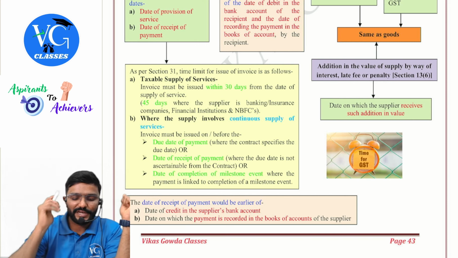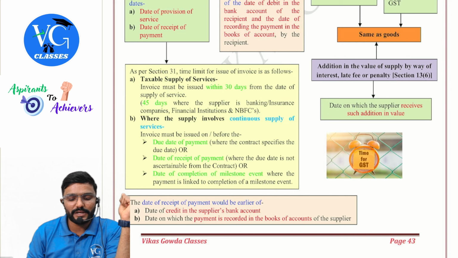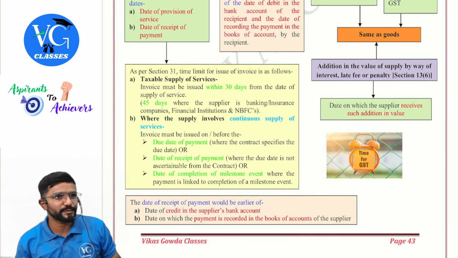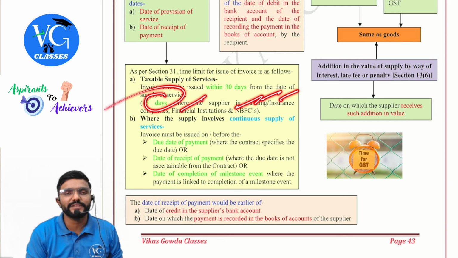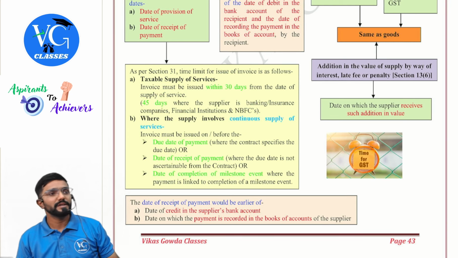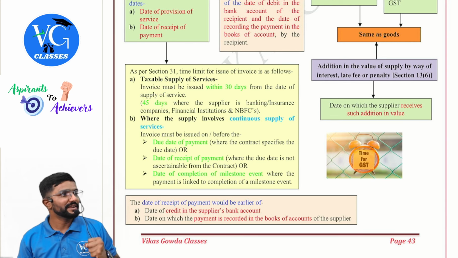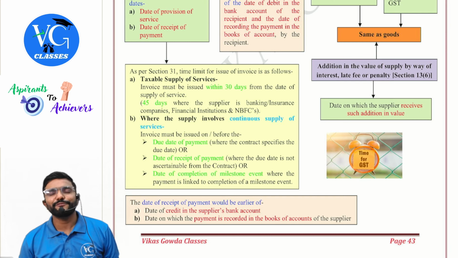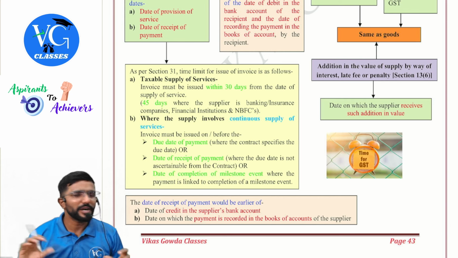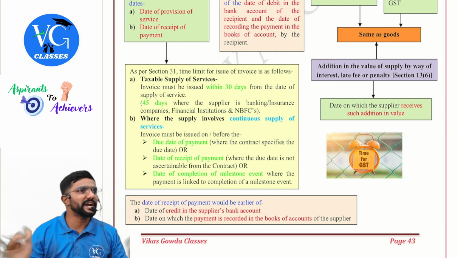As per section 31, the time limit for issue of invoice is as follows. That is with respect to service, guys. If it is a taxable supply of service, the invoice has to be issued within 30 days from the date of supply of service. But if the supplier is a banking company, insurance company, financial institution or NBFC, then instead of 30 days, it is 45 days. It is not 30 plus 45. Instead of 30, it is 45. And if by chance the question is silent about the supplier, go with 30 days. Go with 30 days, guys.